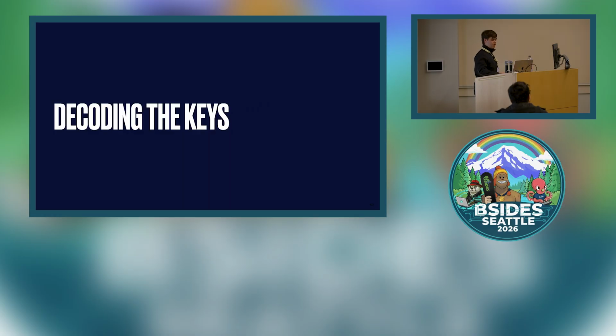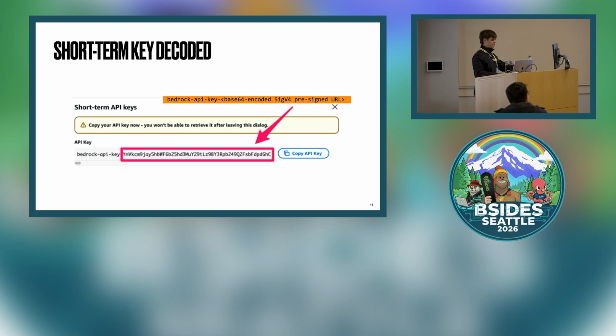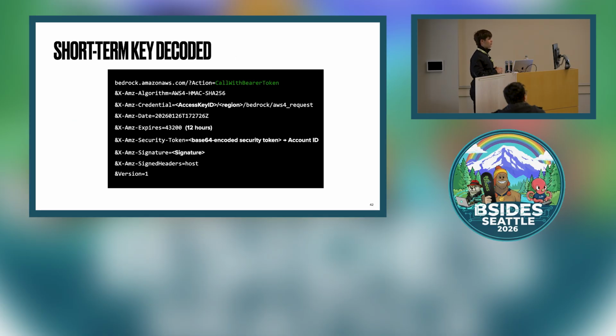So let's go ahead now and decode these API keys. Starting with short-term keys, as I told you before, they have this pattern and a base64 encoded pre-signed URL. If we decode this pre-signed URL encoded in base64, we'll find some relevant information like the expiration, the access key ID, the region, because Bedrock API keys are regional. And also, if we decode the token, which is encoded in base64, we could get the account ID of that short-term key.